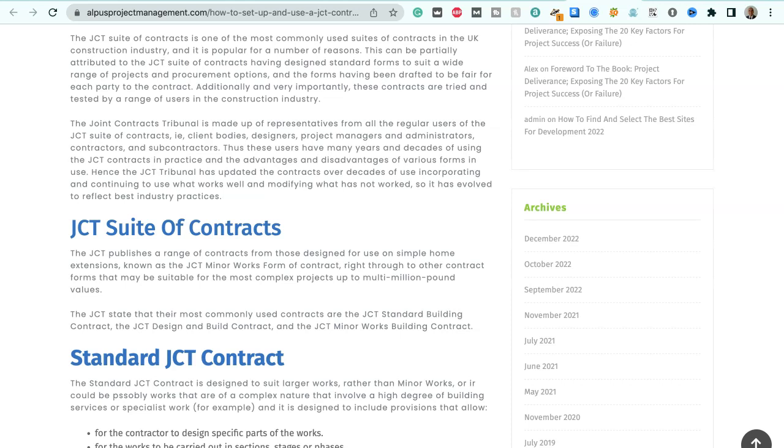The JCT suite of contracts is one of the most commonly used suites of contracts in the UK construction industry, and it is popular for a number of reasons. This can be partially attributed to the JCT suite of contracts having designed standard forms to suit a wide range of projects and procurement options, and those forms having been drafted to be fair for each party to the contract. Additionally, and very importantly, these contracts are tried and tested by a range of users in the construction industry, and they've been tried and tested for years.